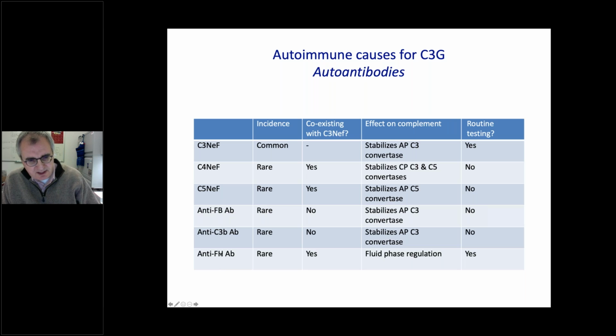Those in atypical HUS are against the C-terminal end of factor H. These antibodies found in C3G patients, and they're rare, bind to the N-terminal end of factor H and basically take away the function of factor H. All of those antibodies, except for the C3nef, are rare and are definitely not yet a part of routine testing.